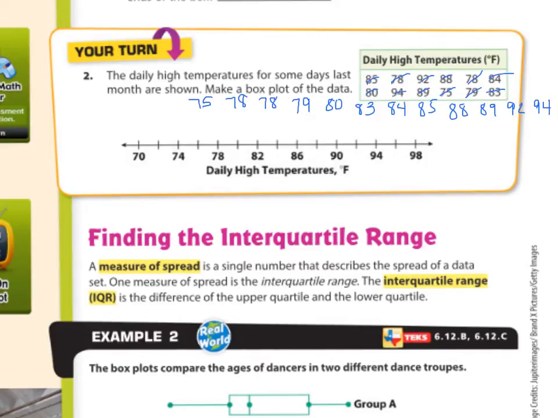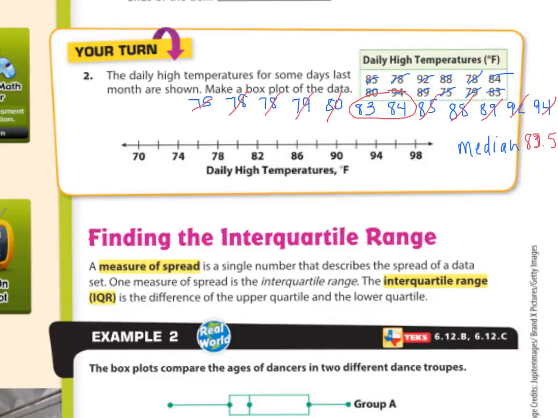Okay, so the first thing that I need to do is find the median. The median is going to be the number in the middle. So I'm going to go in red, and this is when you would do the rainbow method, or you can just count. Okay, there's my two numbers in the middle. So what's halfway between 83 and 84? 83 and a half. Okay, 83 and a half.